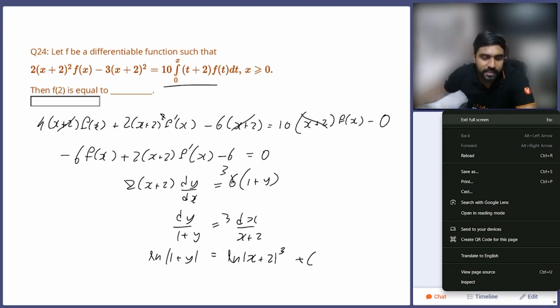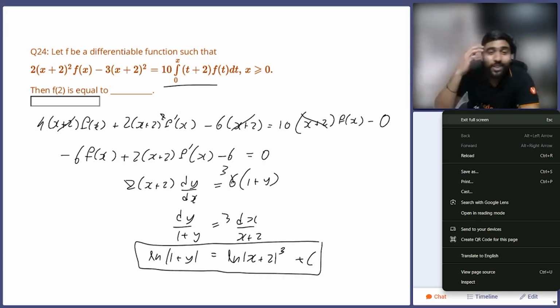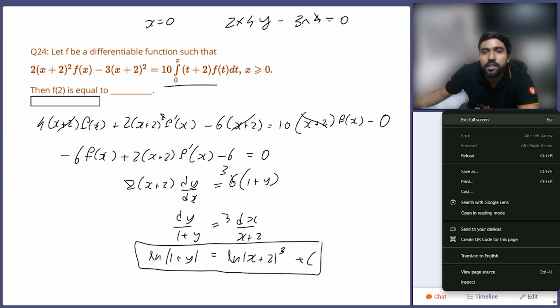integration. Wonderful. Now we need to get the constant of integration ka value. How do I get that? I need to find one point. So let's put x equals to 0. So when you put x is equal to 0, what are you getting? You will get 2 into 4 into y minus 3 into 4 equals to 0 over here, which would mean that your y is equal to 3 by 2. Y is equal to 3 by 2 and x equals to 0.